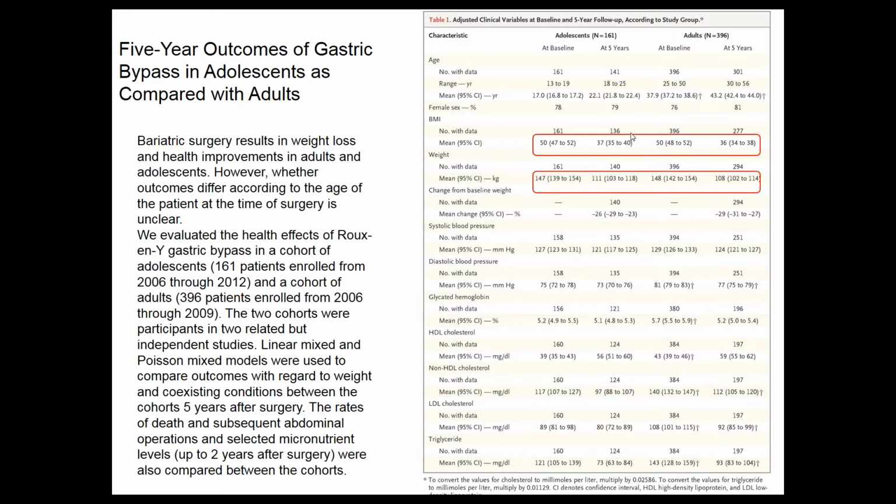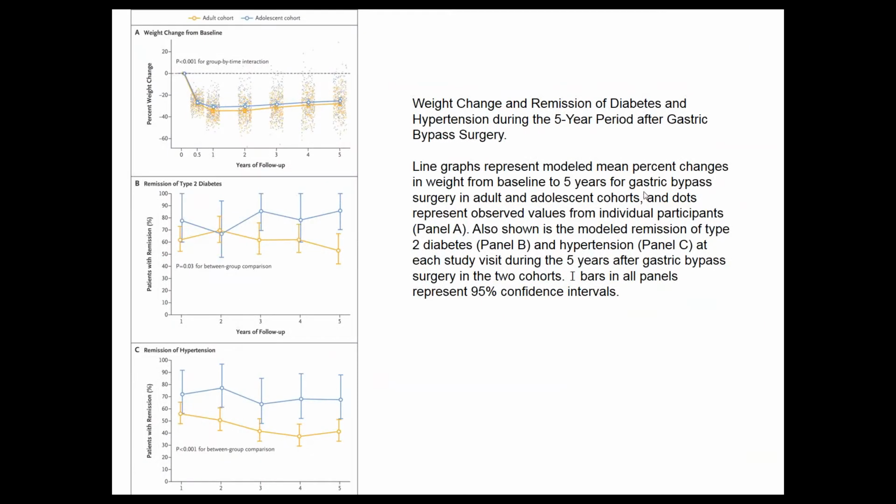And 5 years later, their body mass index in both groups has decreased from 50 to about 37 or 36. So these patients are not normalized, although they do lose weight. And they're here from 150 kilograms down to 111, 148 kilograms down to 108. So these patients are not cured from obesity, but they are made better. And here are various other parameters in these groups that you can inspect at your leisure.